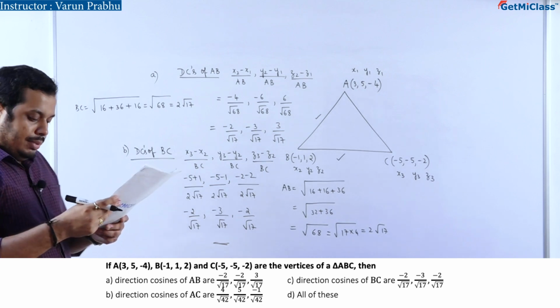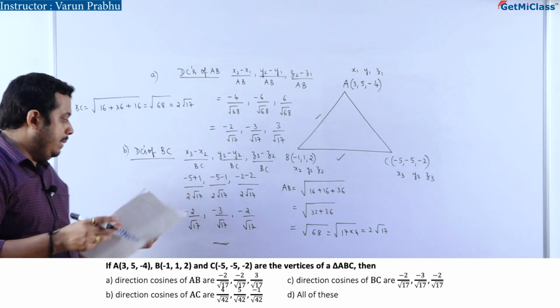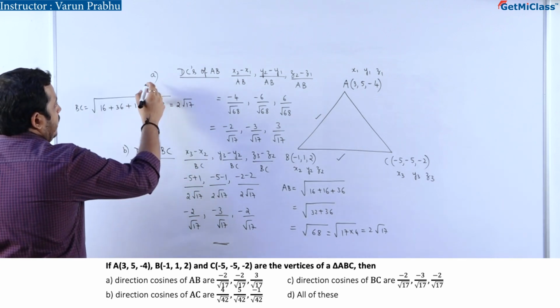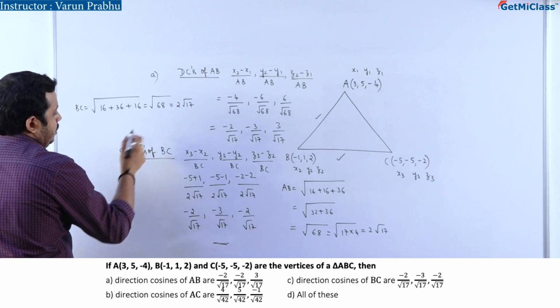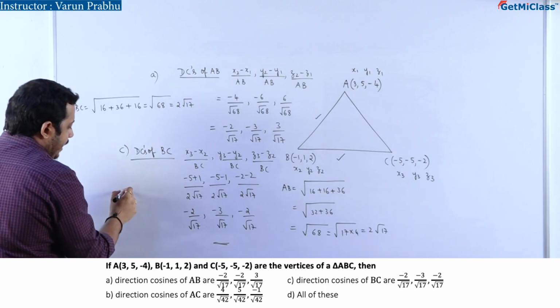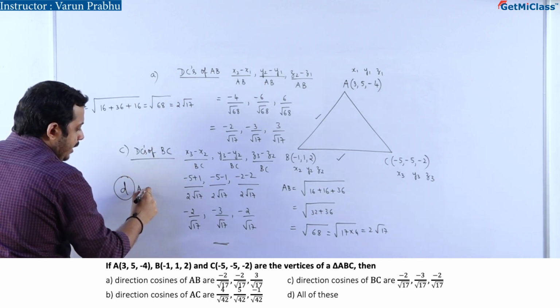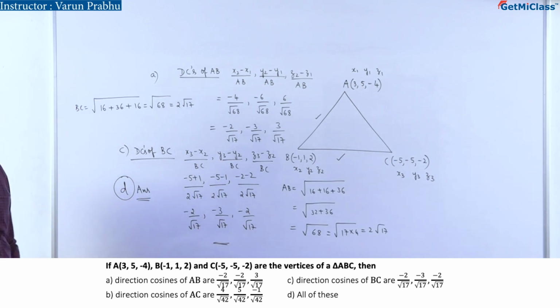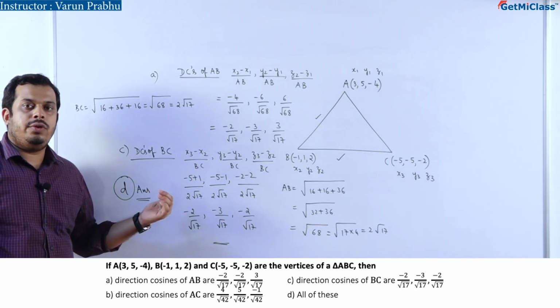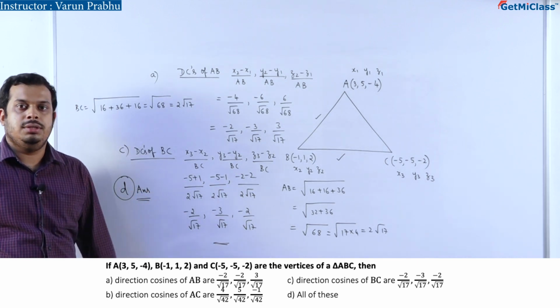You match the option, direction cosines of BC, it is matching, right? So, you can see that this is option C. I have not solved for B. So, by default, the answer to the question will become all of these, because 2 answers I am getting correct. No need of solving for the third one, directly mark the answer as D. This is the answer.